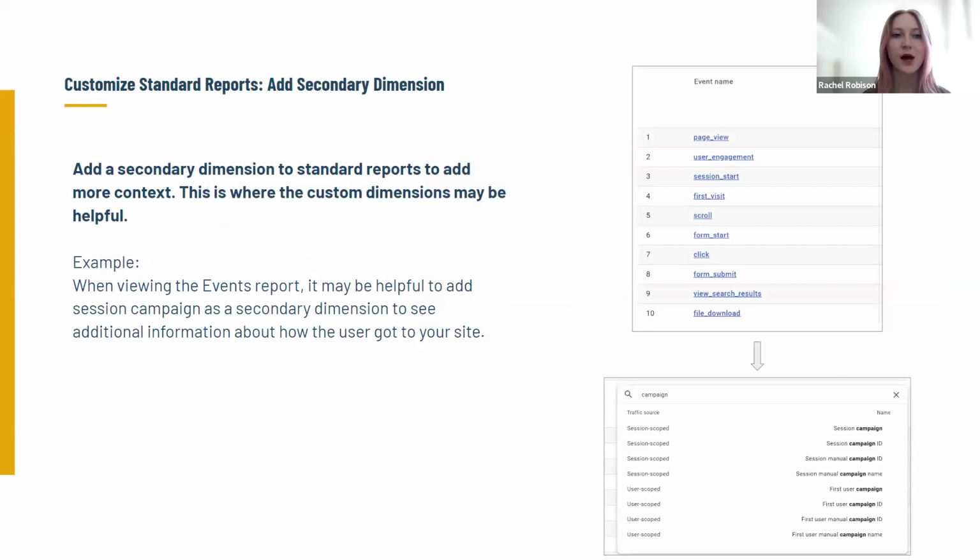All right, so how can we customize our standard report? The first way you can do this is by adding a secondary dimension to your standard report. As you can see in this top screenshot, you have your default primary dimension that's just out of the box. And then on the right-hand side next to that, you see this little plus sign. If you click on that, you have the ability to add a secondary dimension. Some of your custom dimensions can come into play here. For example, when you're viewing your event report, it may be helpful to add the session campaign as a secondary dimension. And then you can see additional information about how those users who performed these events got to your site.